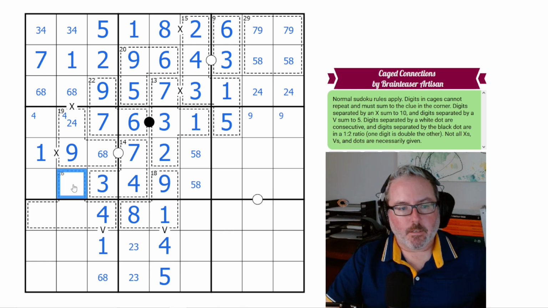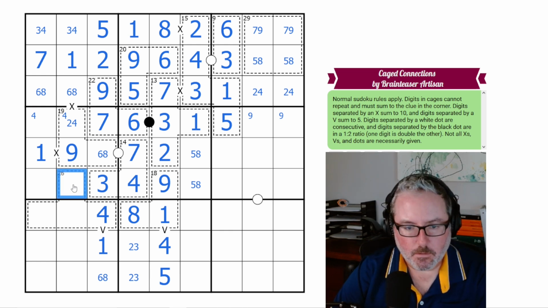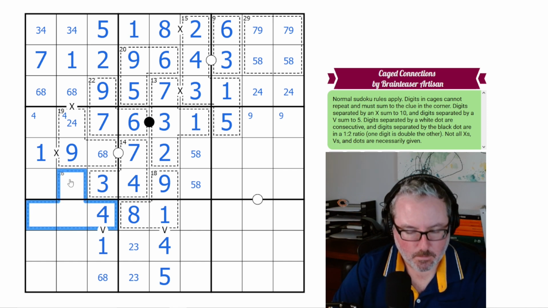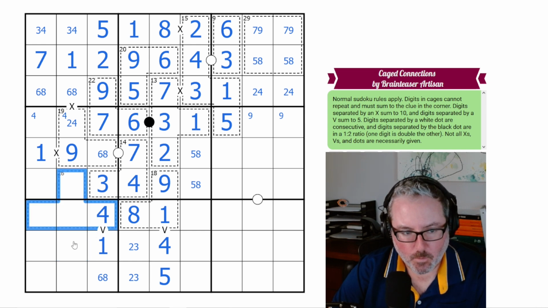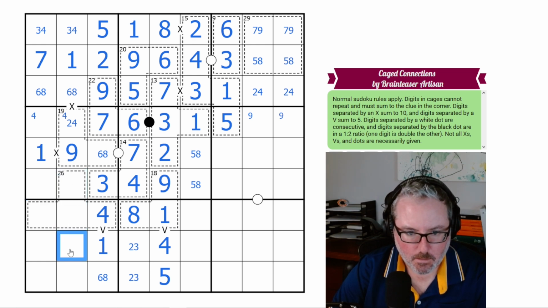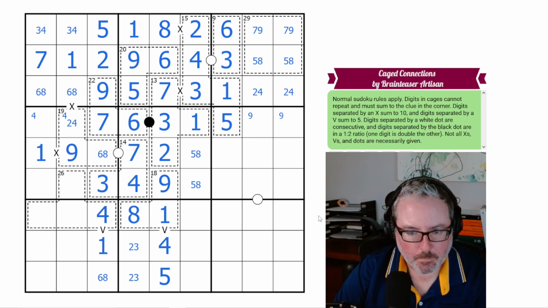This 26 cage now, is this where we want to look? We've got 4 cells in it. We've already used a 4, which is a fairly low digit for a 26 cage. Now, the problem is it's a 4-cell 26. We can get up to 27 in 3. So there's not a ton that's really being knocked off of this.